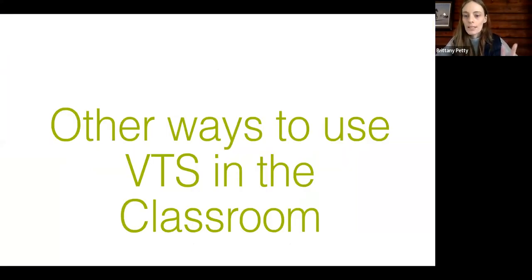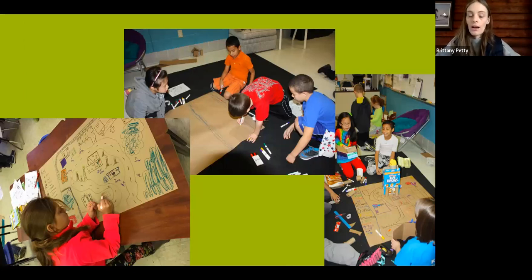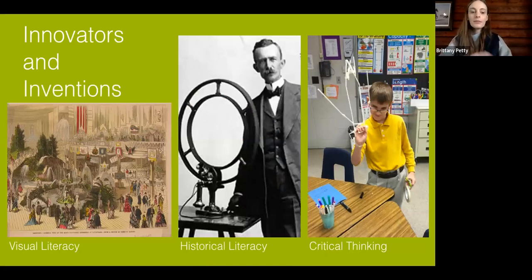So other ways that you could use VTS in the classroom, don't just think it's strictly narrative stuff. You can even VTS or analyze a map. This is a map of Frankfurt, and then students can create their own map. So you think of younger students who are learning about community and that kind of thing. So you can kind of combine. You can do the VTS, visual literacy, then you can learn specifically about history, and then you can do a project.